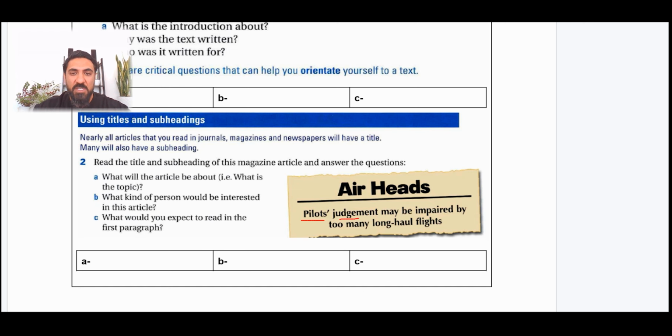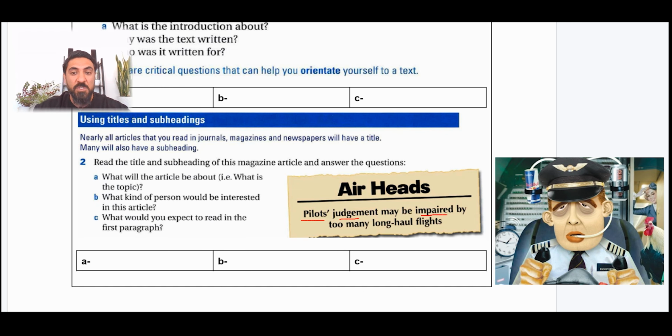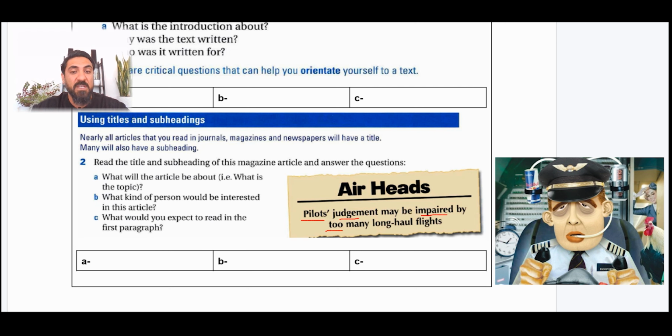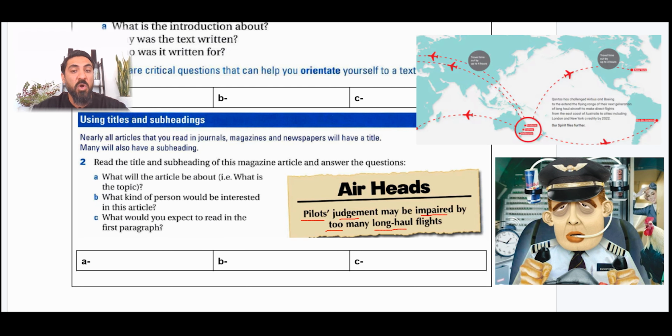So the pilot's judgment may be impaired, which means it will be damaged, the judgment of the pilot on how to guide the aircraft, by too many long-haul flights. Long-haul is long-distance flights. So if there are too many long-distance flights, the pilot may not be able to control the aircraft because he will have sleeping problems or mind problems, or he will be tired. So this is what it generally means. Now let's answer the questions.